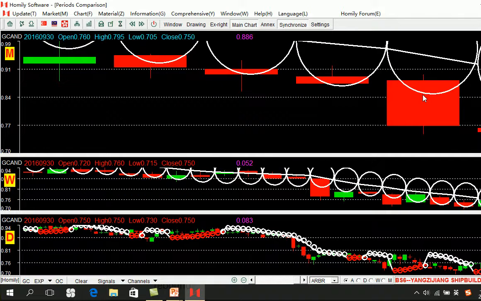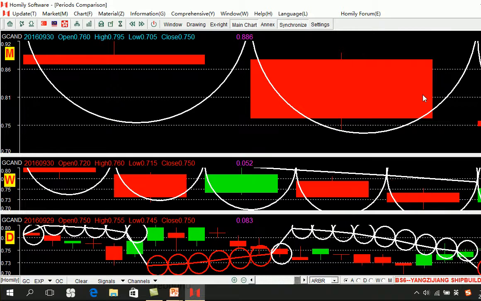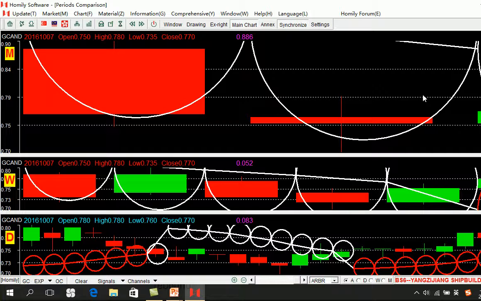Okay, let's see this one. Here, can we buy or not? The weekly is white, then the monthly is white, the daily white turns to red. Buy or not? We cannot buy, okay? If we buy, we cannot earn a lot, okay?